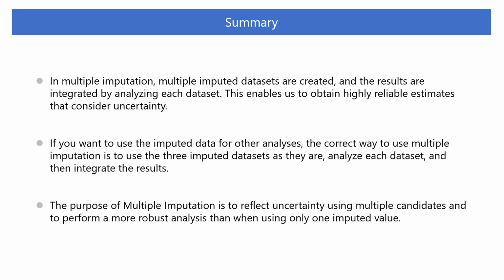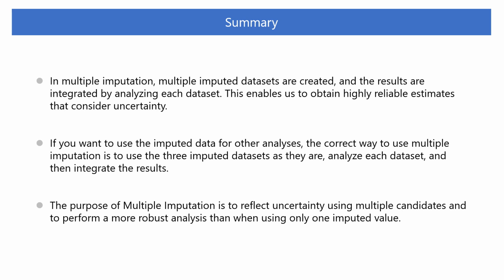In multiple imputation, multiple imputed datasets are created, and the results are integrated by analyzing each dataset. This enables us to obtain highly reliable estimates that consider uncertainty. If you want to use the imputed data for other analysis, the correct way to use multiple imputation is to use the 3 imputed datasets as they are, analyze each dataset, and then integrate the results.